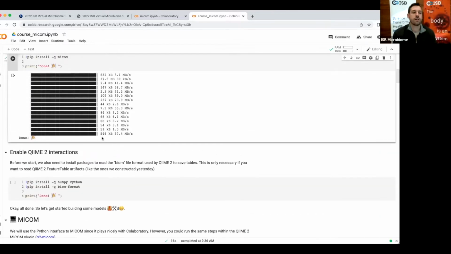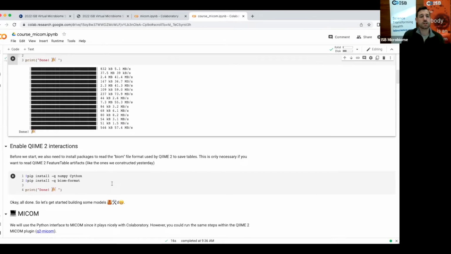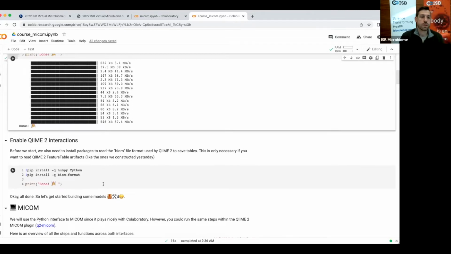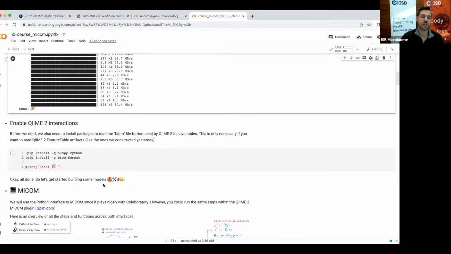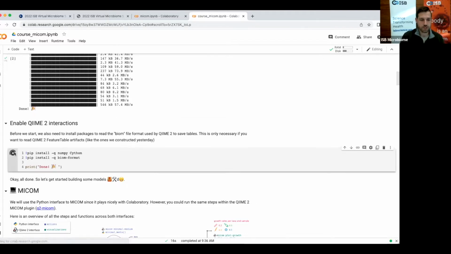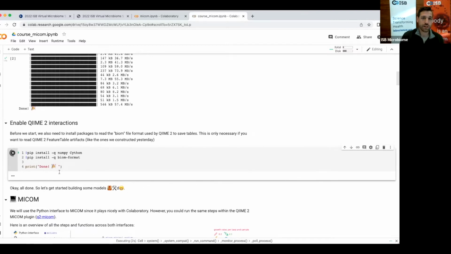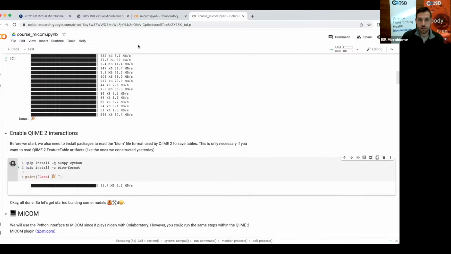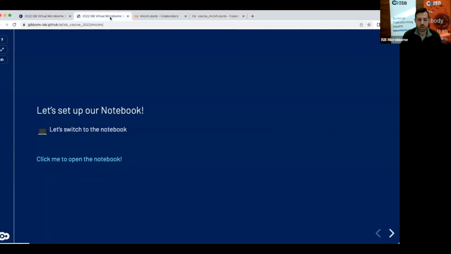Great, so that's done. And now the last step that we need to run in order to set up our notebook is to install a couple other QIIME2 interactions. So like I mentioned, we'll be using the QIIME2 artifacts that we built in yesterday's part of the course in order to build our metabolic models within Mycom. In order for Mycom to be able to interact with those QIIME2 artifacts, we'll need to install these two packages as well. And now this should go pretty quickly. But while that's running, we'll switch back over to our slides and investigate some of the methods and processes that we'll be using today.